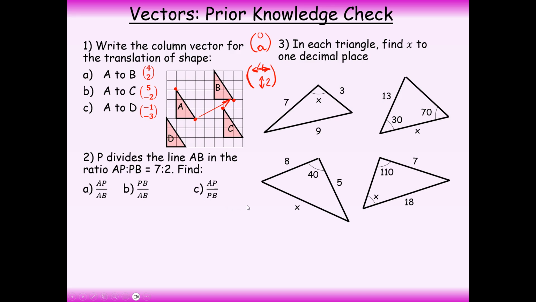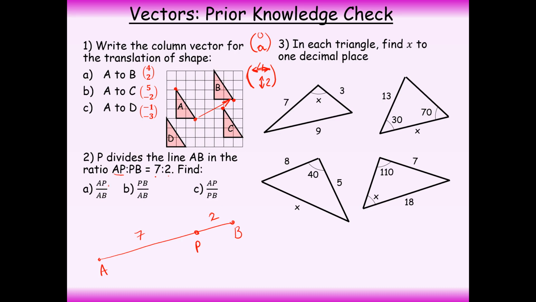Okay, so for question 2, P divides line AB in a ratio of 7 to 2, basically. So draw yourself a picture. This is A to B, and we're saying P is somewhere along this line, so that A to P is 7 times larger than twice P to B. So it's somewhere along the line like that, where this distance is 7 units and the distance between P and B is 2 units. All right, that's all it means.